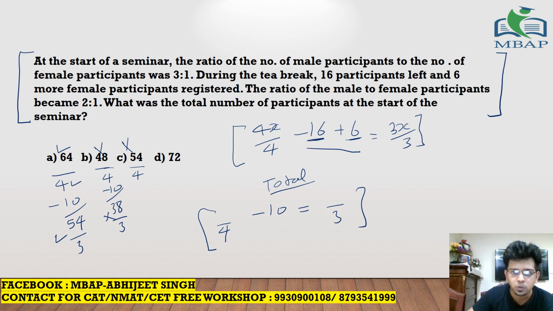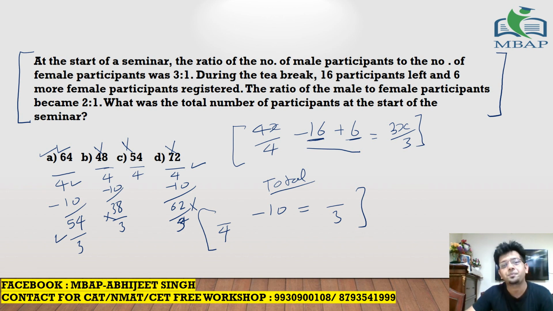Last value, 72. Is 72 divisible by 4? Yes. Can I remove 10 from here? The new value will be 62. Is this divisible by 3? No. So again, this will not be the answer. So the answer has to be the first option. So the objective is this Jugaad or MBAP strategy, which I'm reinforcing again and again: read the question so well that you get the answers on your own. That's how simple ratio and proportion could be.